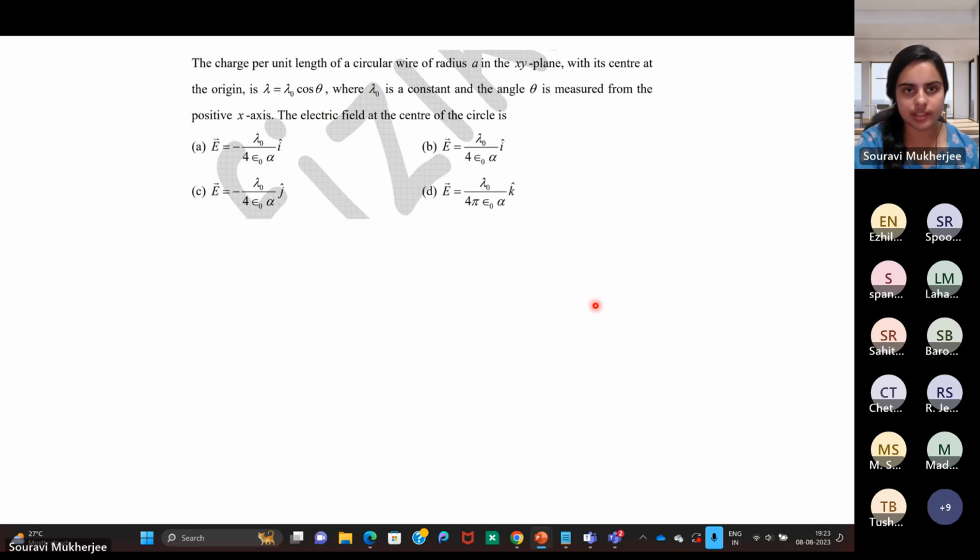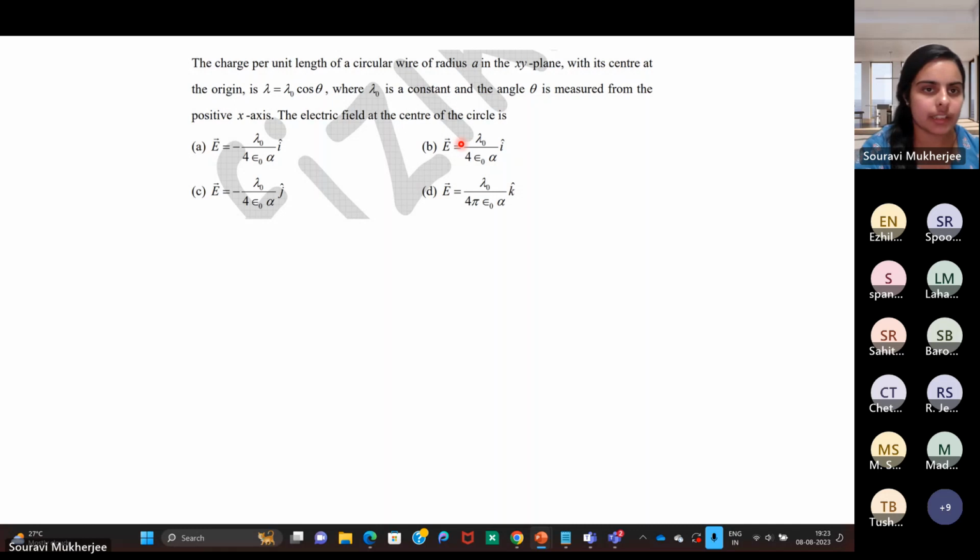Now, this is also another question. As you can see, the charge per unit length on a circular wire is given. Okay. And it's given as lambda naught cos theta. So it's a function of theta. Okay. Where lambda naught is some constant and theta is measured from the positive x-axis. And then it says that you have to find the electric field at the center of the circle.